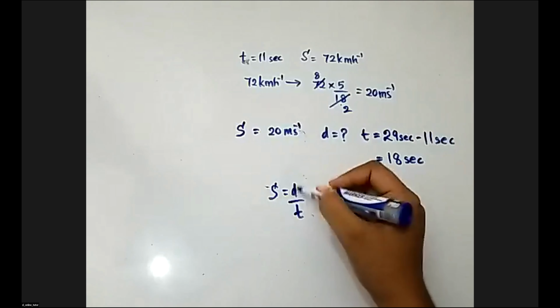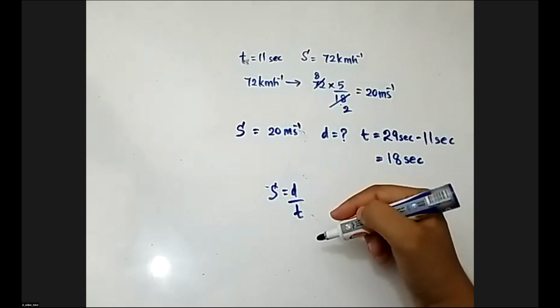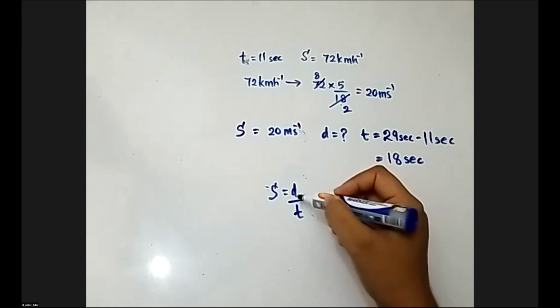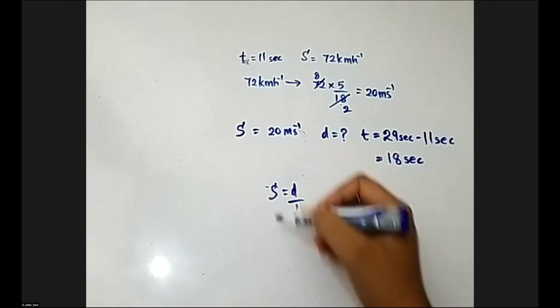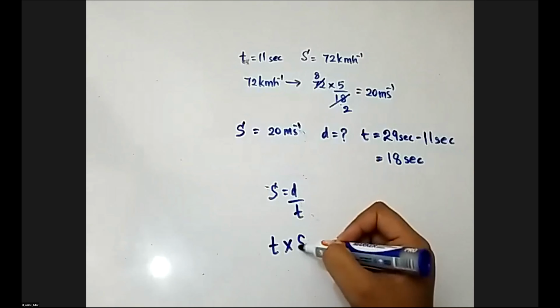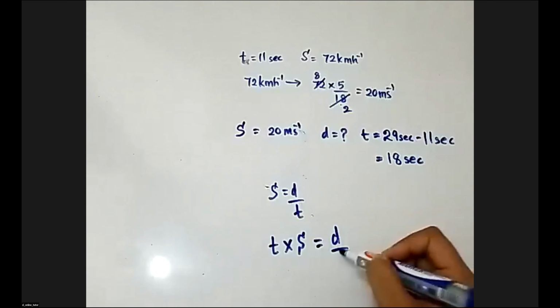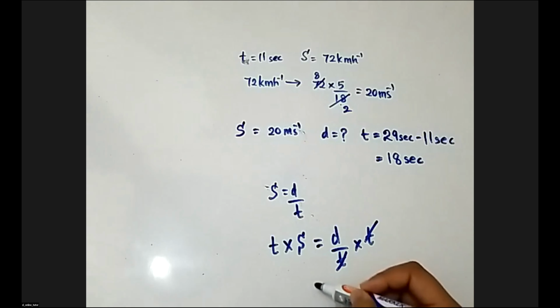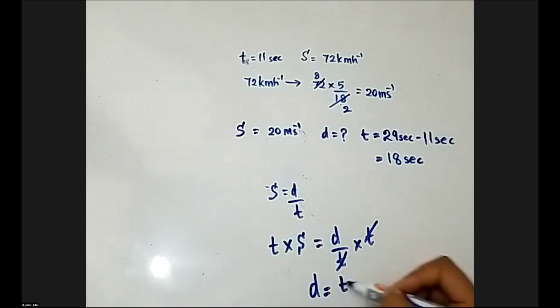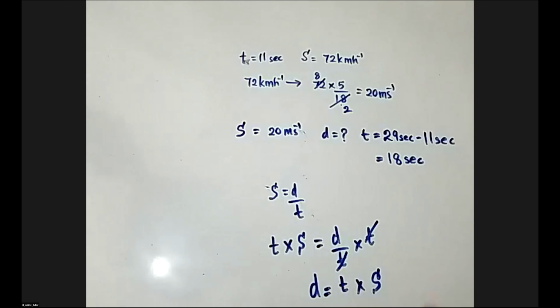First of all, make distance the subject of your formula. How to make it the subject? You have to remove the t letter. T is below, so it is division. If it is division, you have to multiply on both sides. T multiplied by S equals d over t multiplied by t. Now t and t cancel. D is equal to t multiplied by S.